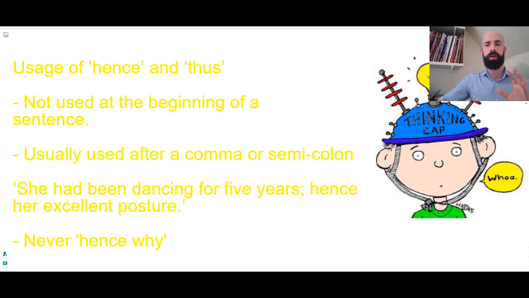And just a quick word on hence and thus. You don't use these at the beginning of the sentence. They're usually used after a comma or a semicolon. So for example, she had been dancing for 5 years, hence her excellent posture, or thus she had excellent posture.